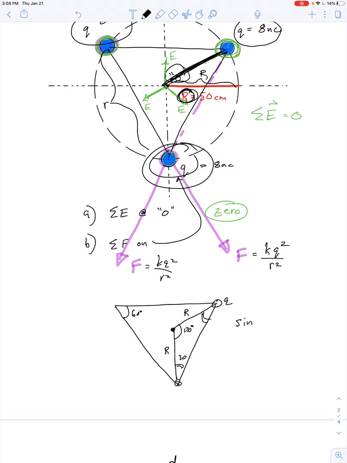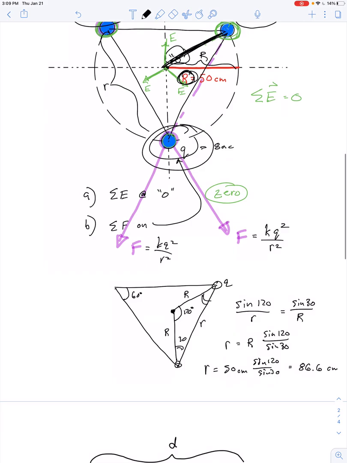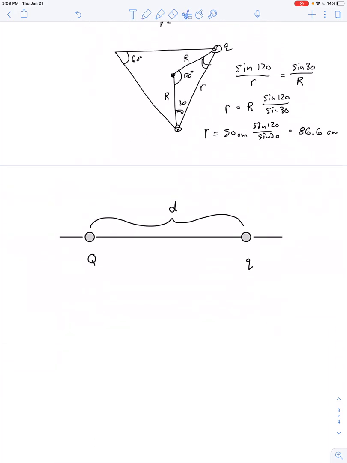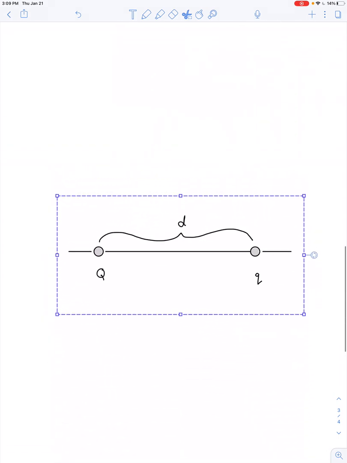We can say we're trying to find lowercase r. So the sine of 120 over lowercase r is the same thing as the sine of 30 divided by capital R. So the value we're looking for, r, is equal to capital R sine 120 over sine 30 if we do some cross multiplying. So that means the distance between any two charges is equal to 50 centimeters times sine of 120 over sine of 30, which means it comes out to, grab your calculators and verify for me, I believe 86.6 centimeters. Okay, so this problem is numerical. You can see I have a third problem waiting for you, but let's get that out of the way.